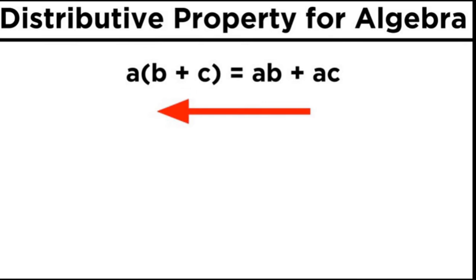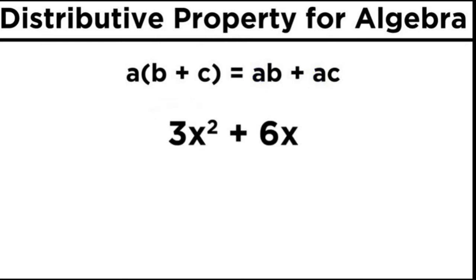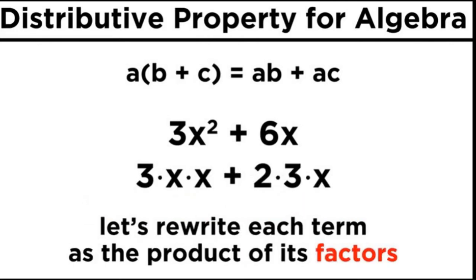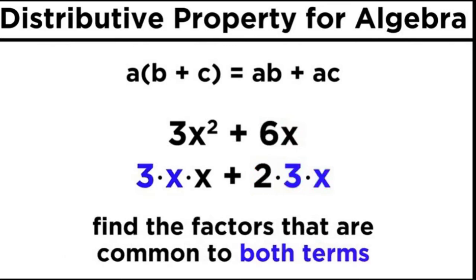We will even want to be able to do it in reverse by factoring out a sum or difference. For example, if we have 3x squared plus 6x, another way to express this would involve identifying the greatest common factor of these terms and factoring it out of the expression. In this case, we can rewrite this as 3 times x times x and 2 times 3 times x, taking everything we find in both terms.